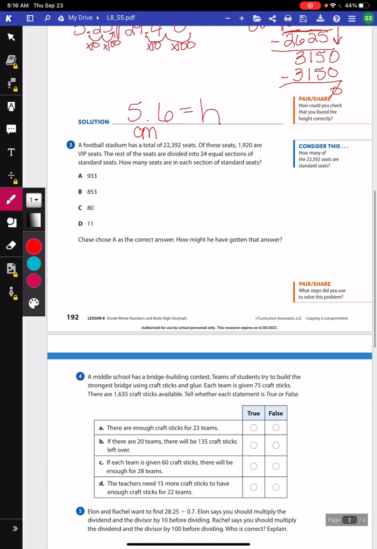Number 3, a football stadium has a total of 22,392 seats. Of these seats, 1,920 are VIP seats. The rest of the seats are divided into 24 equal sections of standard seats. How many seats are in each section of standard seats?